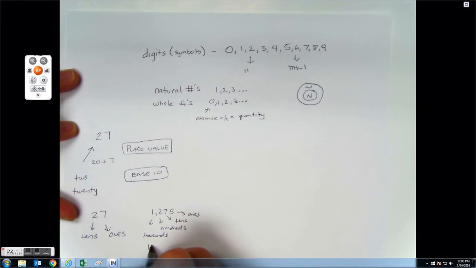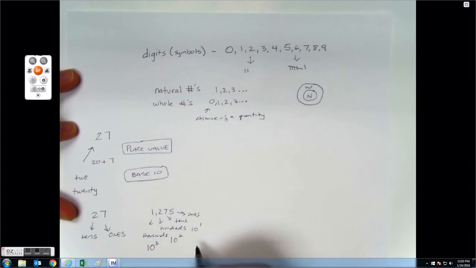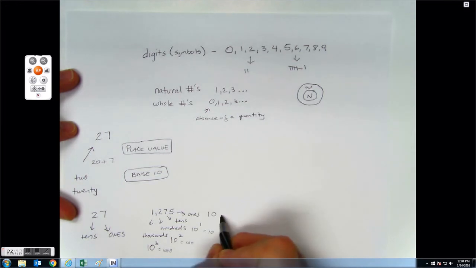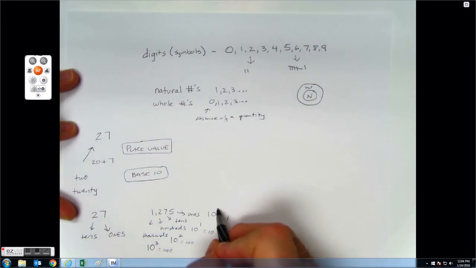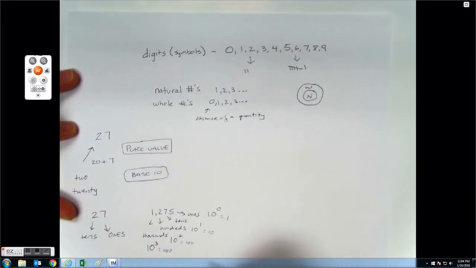This one here, 1,000, is 10 to the third power. Notice it's a base 10 with the power of 3. The hundreds place is 10 to the second power. Base 10, power 2. The tens place is 10 to the 1 power. Now here's the interesting part. What power is this one? What power is the ones place? Because we know that this makes 1,000, this makes 100, this makes 10. How do we get 1? Well, the power we need here is 0.